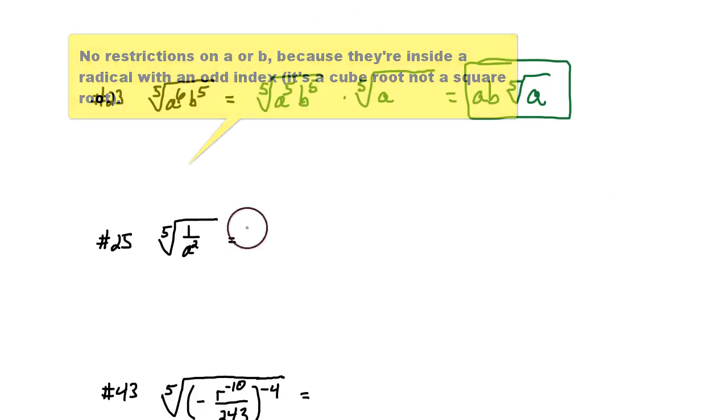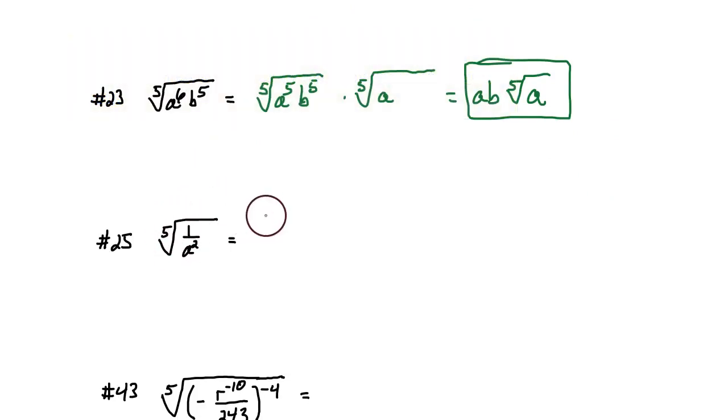Number 25, we have a fraction in there. So let's split that up into separate numerators and denominators. The fifth root of 1 just makes 1, because 1 to the fifth power is 1. Let me copy this down here. Can we find the fifth root of a squared? We cannot, because the power on the a is not a multiple of that index 5.